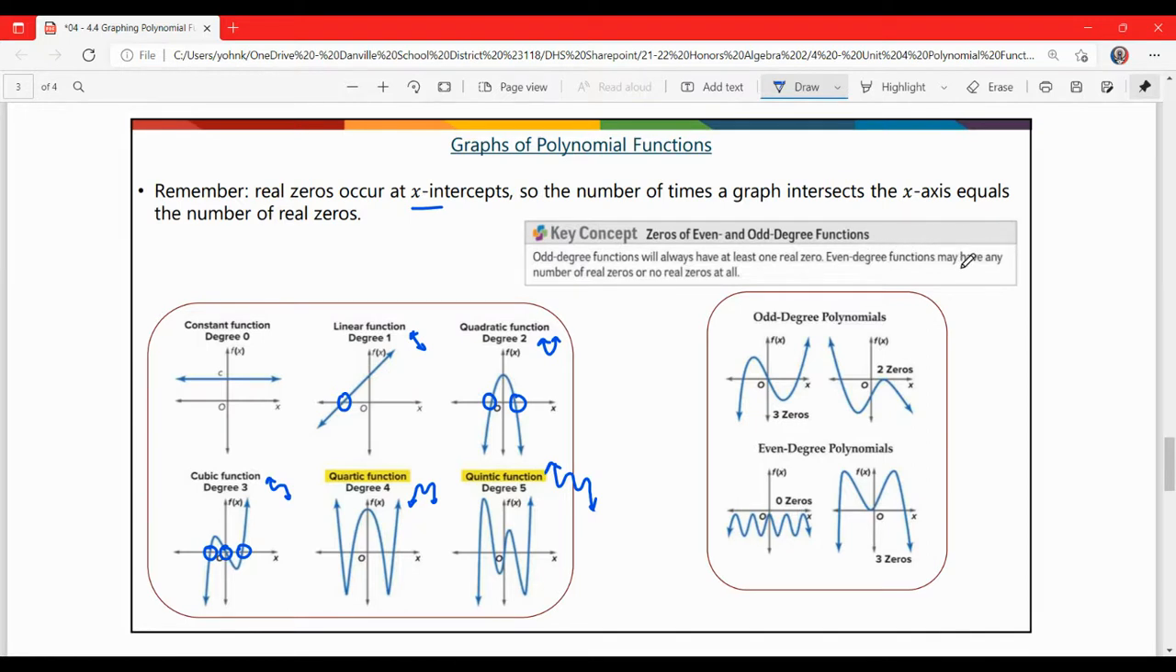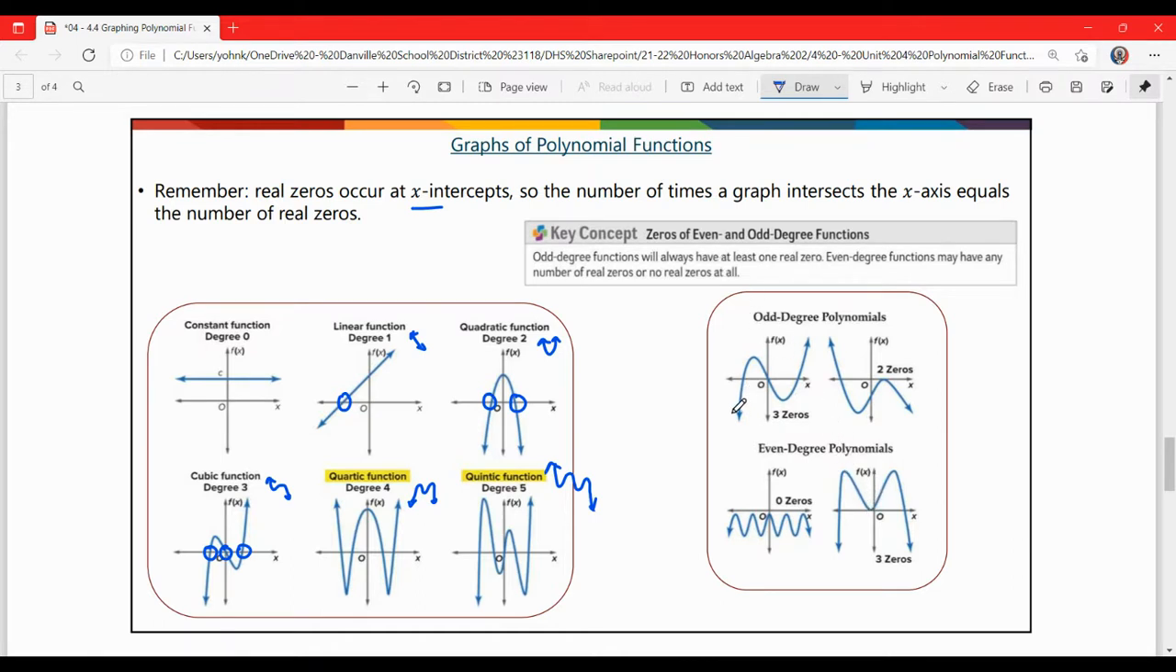The even degree functions may have any number of real zeros or none at all. So notice that a constant function has no real zeros. Quadratic function degree 2 has 2. A quartic degree 4 has 4. So we have odd polynomial functions and even polynomial functions.